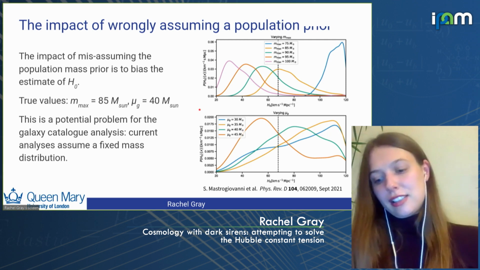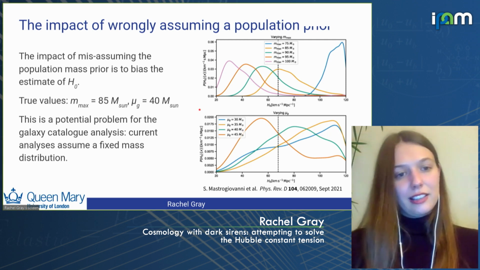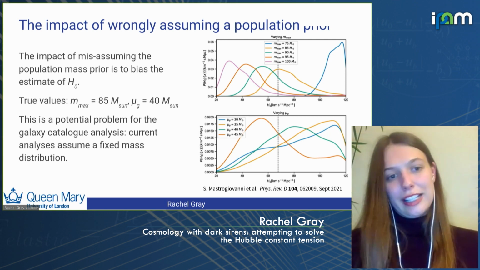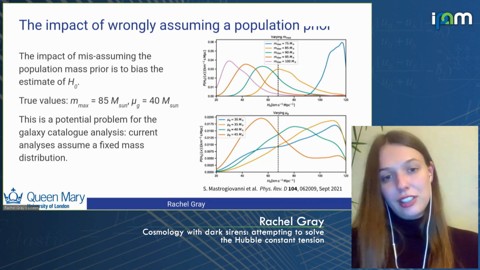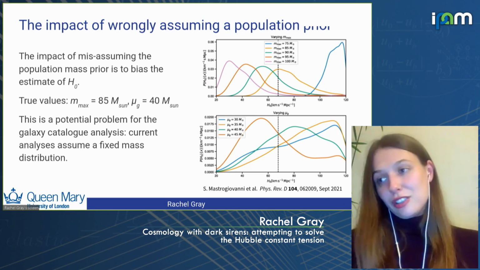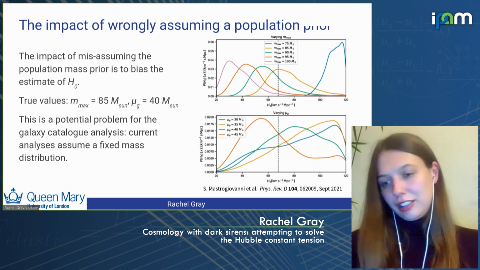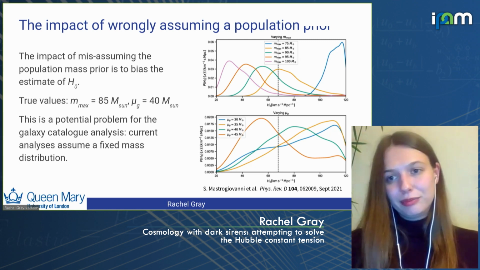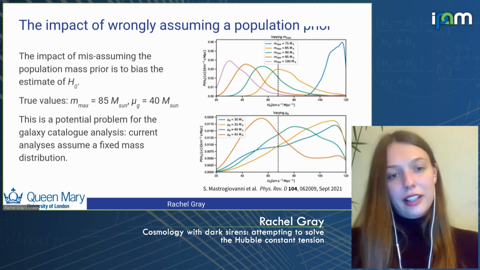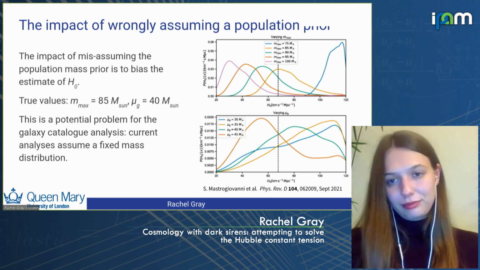And the reason that this is potentially problematic is that current cosmological analyses using the galaxy catalogues assume a fixed mass distribution for the simple fact that it is computationally costly, currently a little bit intractable, to jointly estimate cosmological parameters and mass hyperparameters while also using galaxy catalogues as prior redshift information.